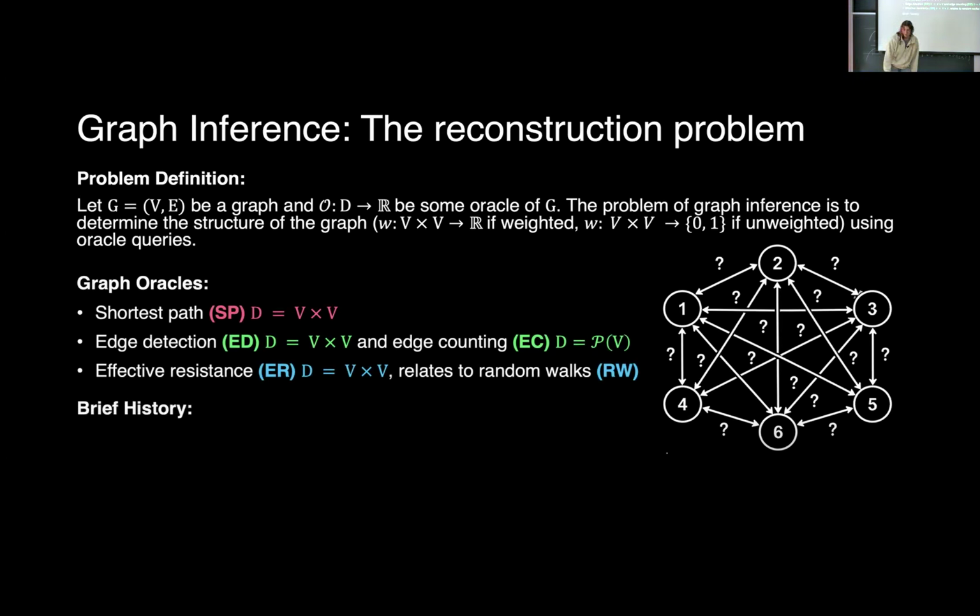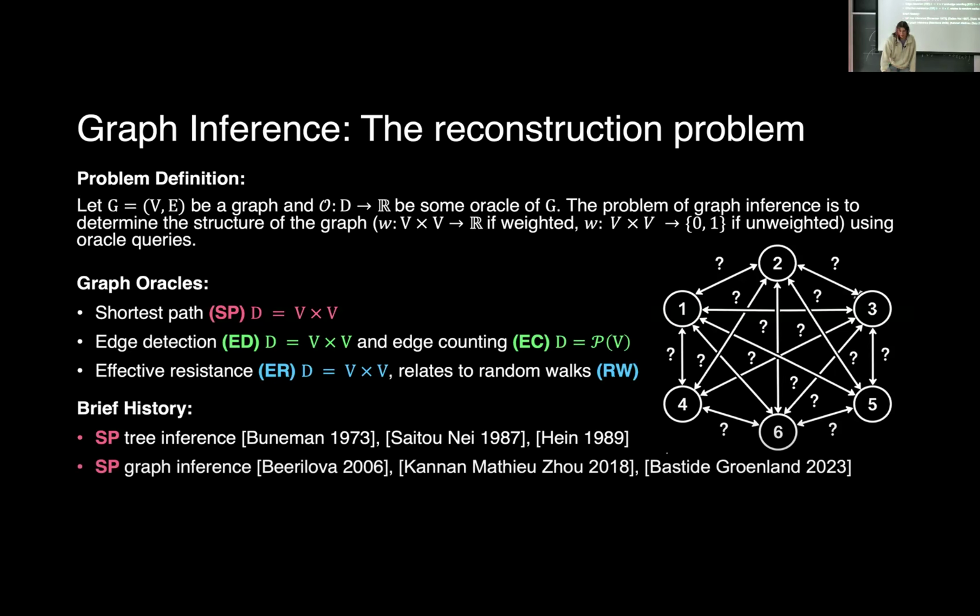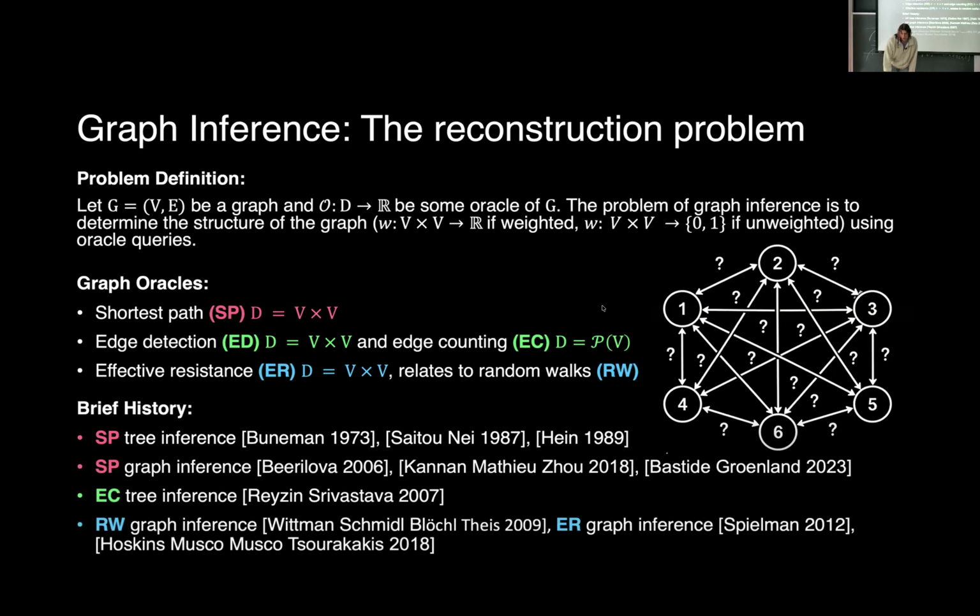For a brief history of the graph inference problem, we have some inference of trees in the 70s and 80s. Then Hein in 1989 gave an n log n algorithm for a bounded degree tree. More generally, we have graph inference. There's some work in the early 2000s around internet mapping problems that deals with this. We also have a slew of newer work that does this for bounded degree graphs and bounded degree chordal graphs, in the case of Bastide and Groenland from 2023. We also have edge counting tree inference from Raisin and ShaiFest in 2007.